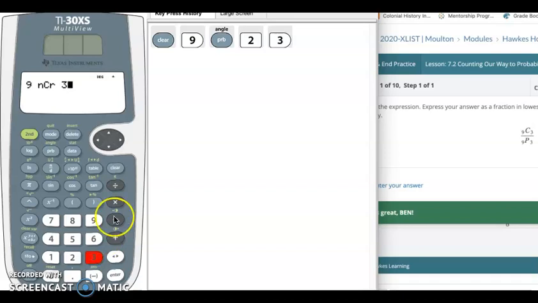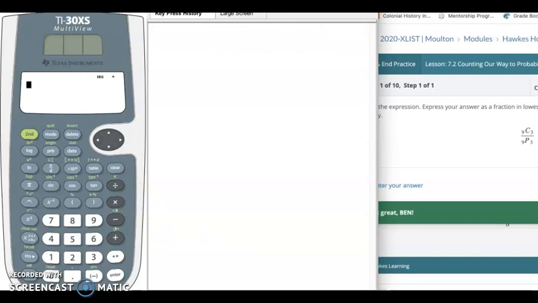And you know what? I just realized something. I probably should have had that whole thing in parentheses. Otherwise, I'm going to run into problems. So let me delete all that and clear my key history.